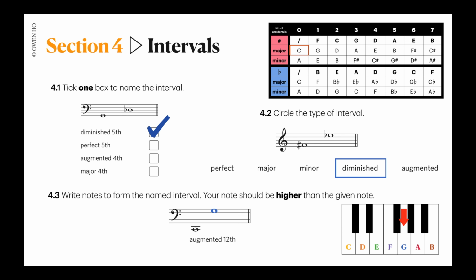And then, because it's an augmented 5th, we simply raise the top note so that we increase the distance between the two notes by one semitone, and that becomes a G sharp. And this is how we answer this question.